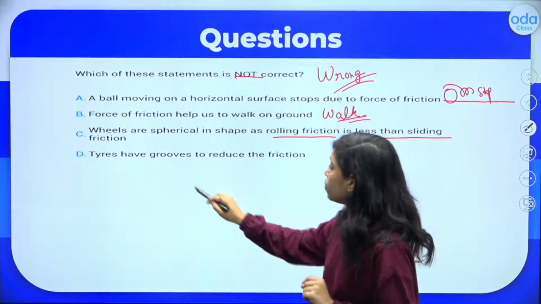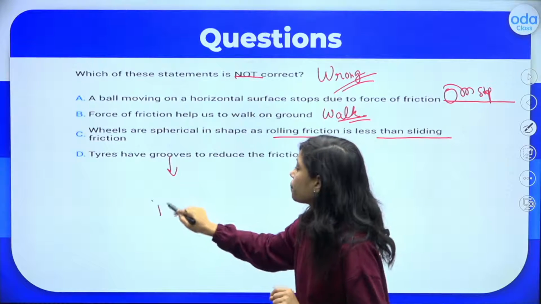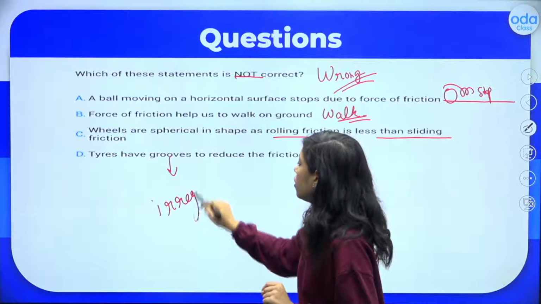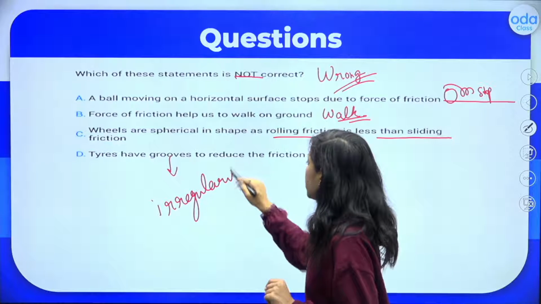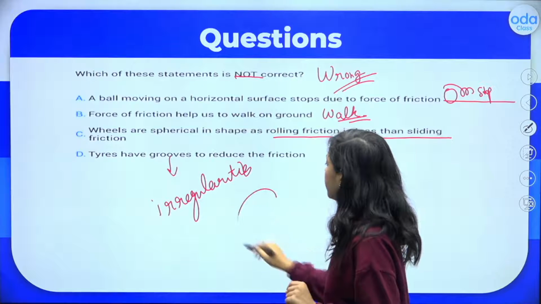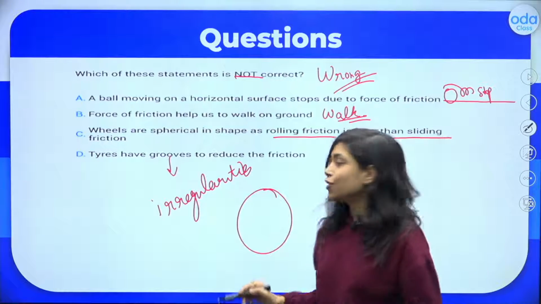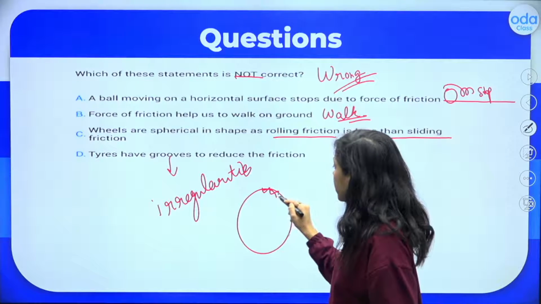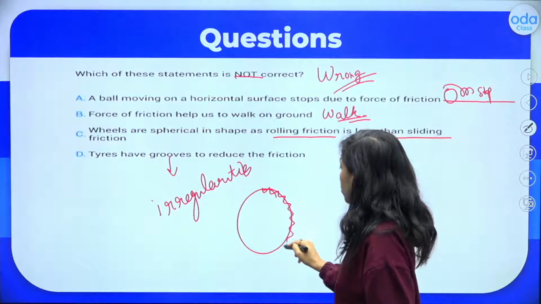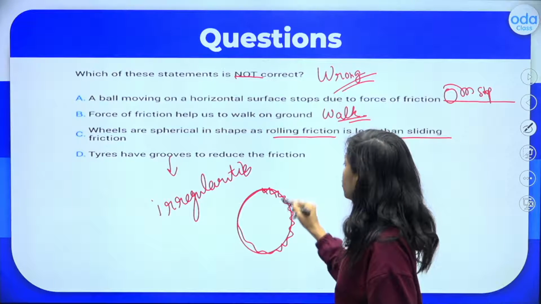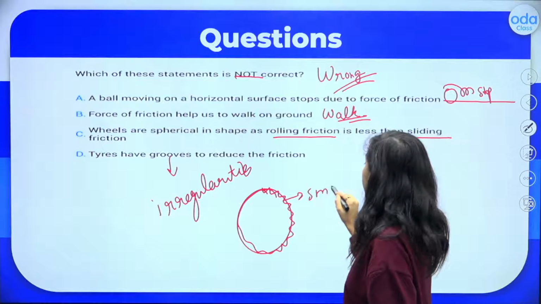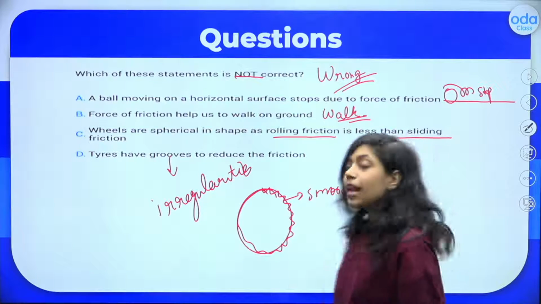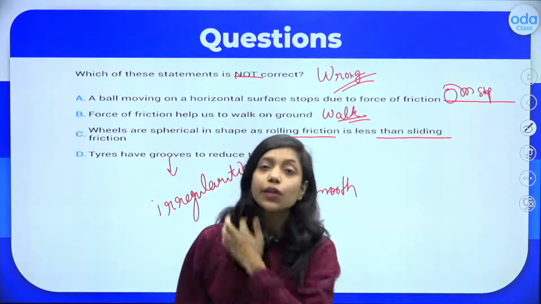What do you mean by grooves? Irregularities. Yes, grooves are nothing but irregularities. If you have seen a tire, it will not be very smooth, right? It will have markings like this. So these markings are present to reduce friction, that means to make the tire surface smooth. So tell me which statement is wrong here. Let me know in the comment box, everyone.